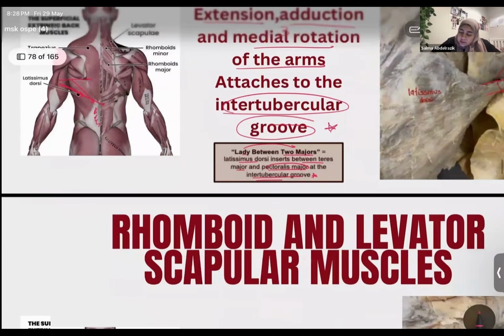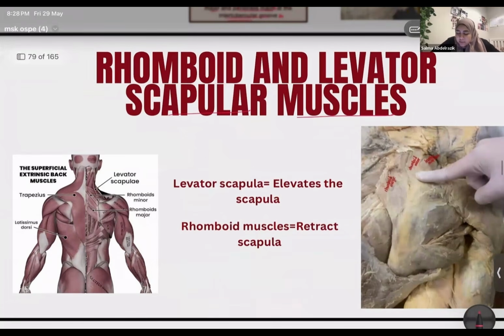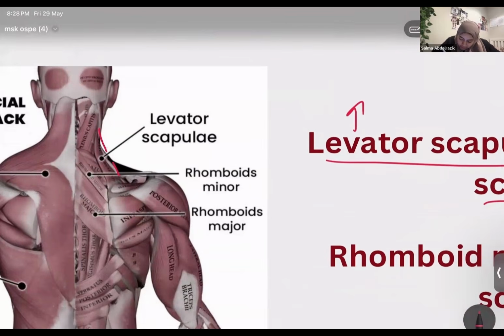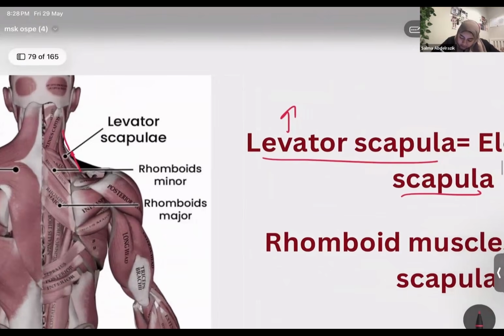And now let's do rhomboid and levator scapular muscles. Levator scapula, from the name, levator as in elevates, scapula. So it elevates the scapula over here. Pull it, oh my god. So like this, if you pull it towards each other, the scapula gets up.